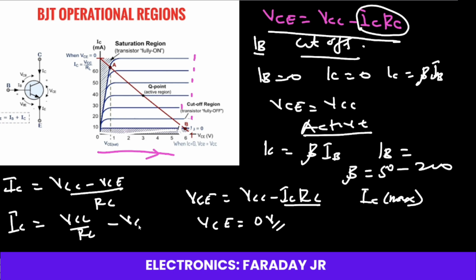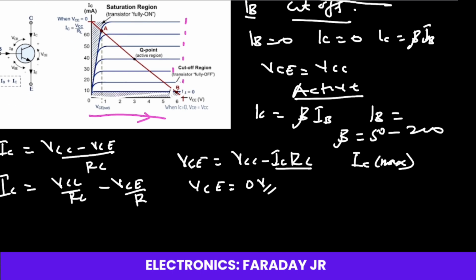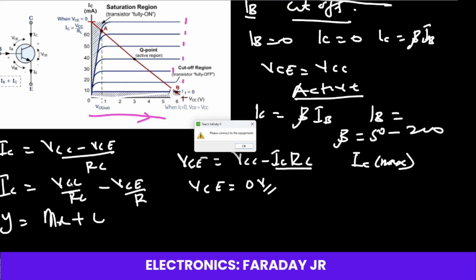RC minus VCE over RC. Don't forget to compare this formula very well. You could see clearly that, since we have the VCE to be considered, this is the equation of a line, which represents the load line. So we can say Y is equal to MX plus C. Don't forget the C is the VCC being constant.